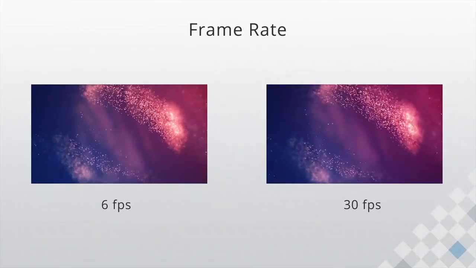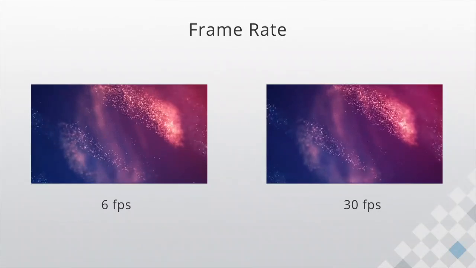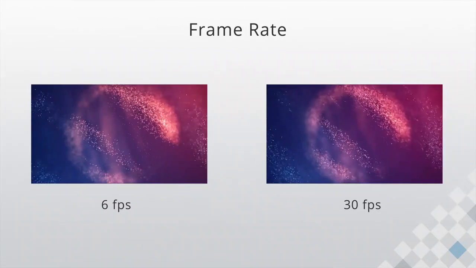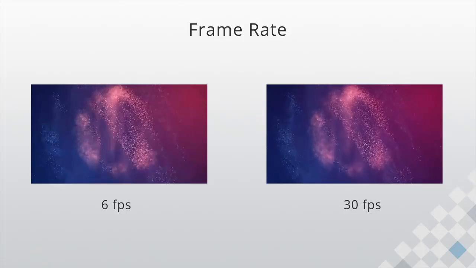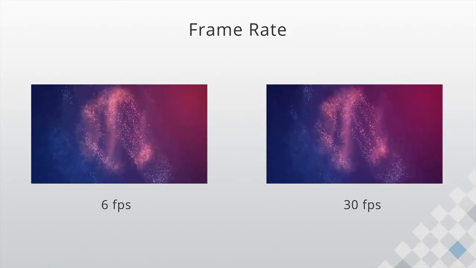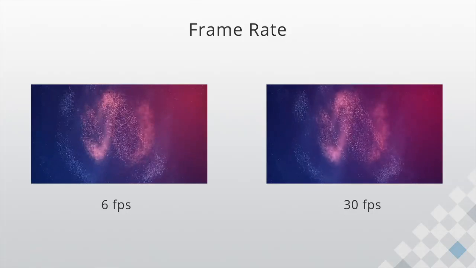Frame rate is the measure of how many images or frames are shown each second. The video on the right is playing at 30 frames per second. The video on the left is playing at 6 frames per second. With higher frame rates, video appears smoother and more fluid.